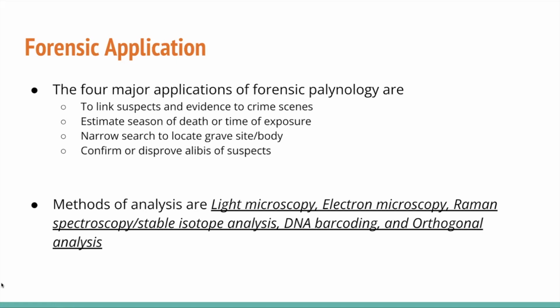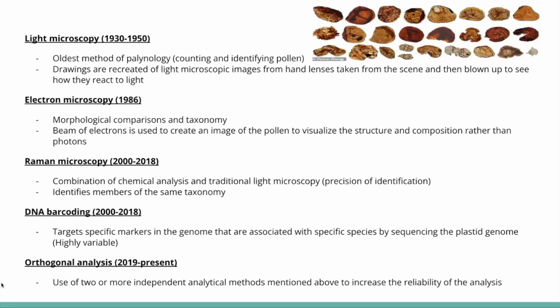The methods that we use to analyze this are light microscopy, electron microscopy, Raman spectroscopy / stable isotope analysis, DNA barcoding, and orthogonal analysis. Light microscopy was mainly used around the 1930s to 1950. It is the oldest method of palynology. It is able to count and identify pollen from the collections that we get. This is done with hand lenses at the scenes, and pictures are taken. We then blow these up and see how they react to light, and then we recreate those drawings.